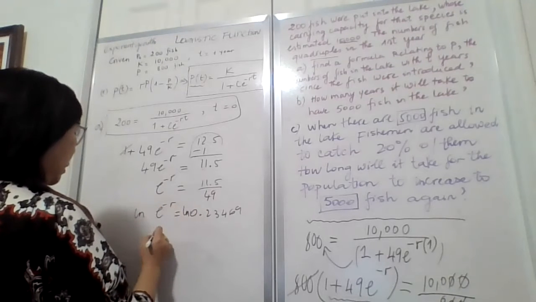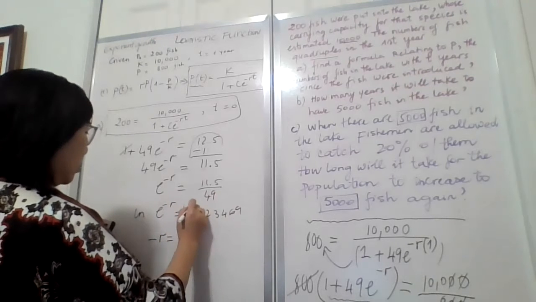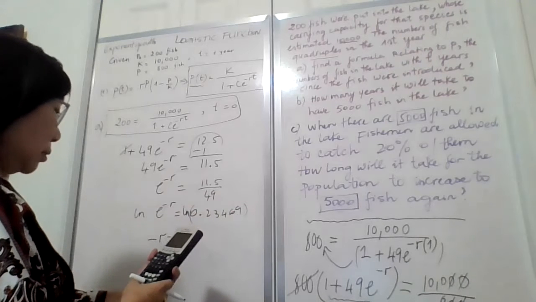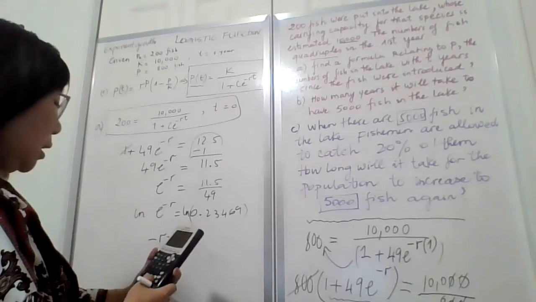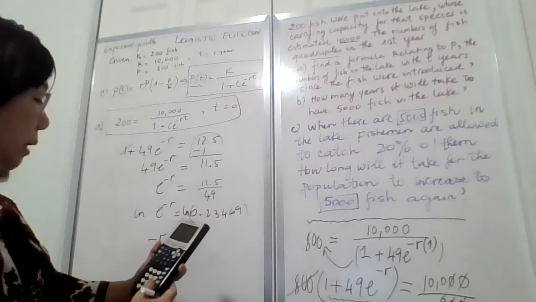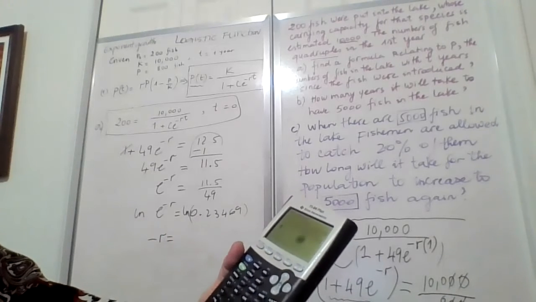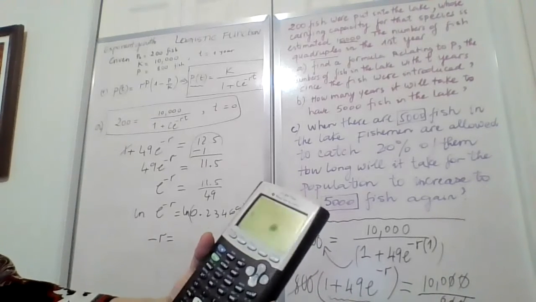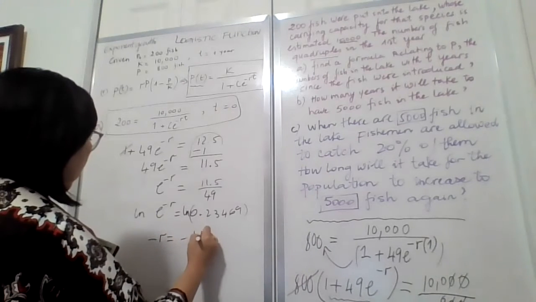Now to figure out r, I will take ln of both sides. So ln e to the minus r equals minus r, equals ln of this number. ln of 0.234693876, I try to be as accurate as possible, but we can round. So it becomes minus 1.449, which I'm going to round to minus 1.45. That's on my calculator, minus 1.45.